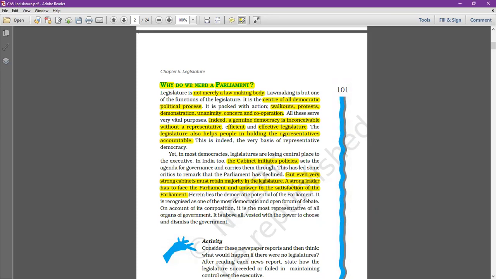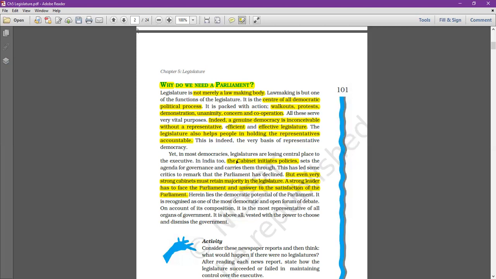Next, the legislature also helps people in holding the representatives accountable, because they are part of that legislature, and that legislature has the responsibility. What is the responsibility? The main responsibility is lawmaking, and apart from that, the other political processes we discussed. This is indeed the very basis of representative democracy. So the legislature is part of representative democracy.